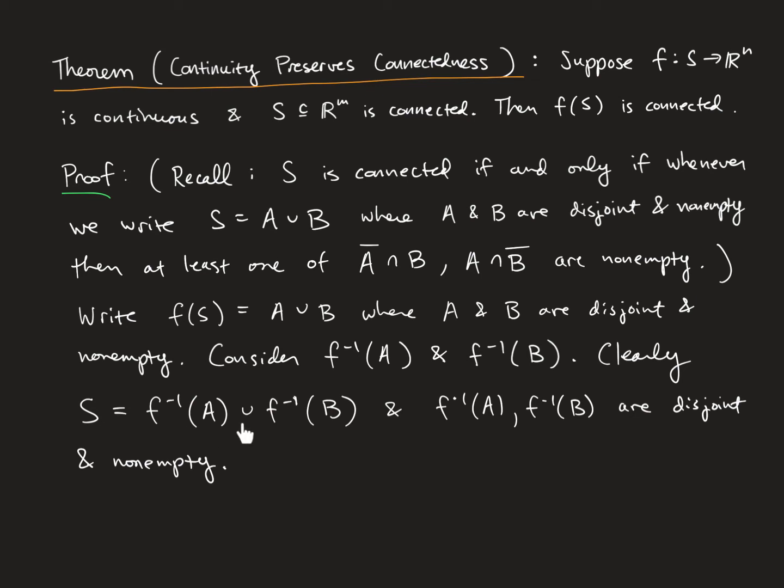And why is S equal to this union? Well, that's actually rather straightforward. You just take something in S. If you have something in S, then F of that something either lies in A or B. If F of that something lies in A, that exactly says that that something is in F inverse of A. And if it lies in B, that exactly says it's in F inverse of B. So it's in either this or this, so that says S is contained in here.